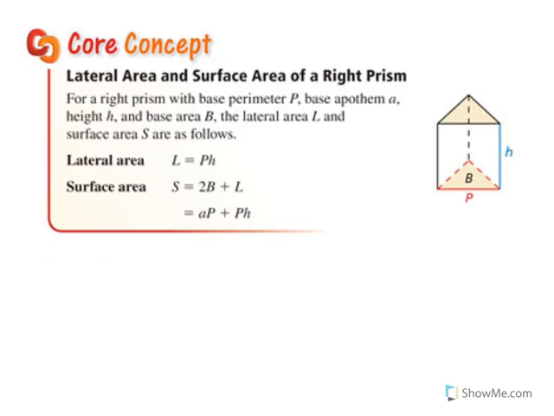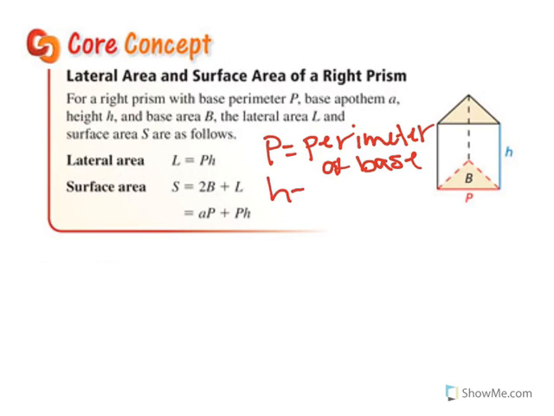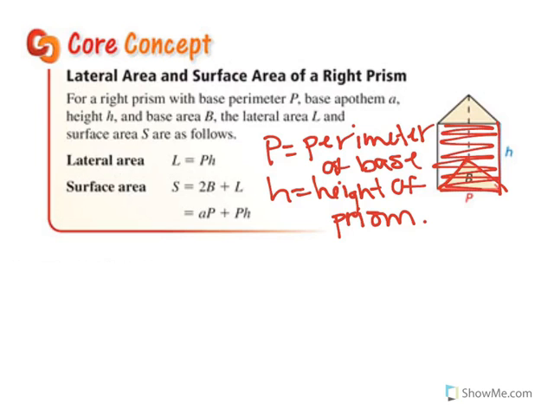Alright, so two concepts you need to know. Lateral area, you're going to take the perimeter of your base, so P stands for perimeter of base, and the height stands for the height of your prism. So that means you're going to take the perimeter and then multiply it by the height, and it will give you your lateral surface area.